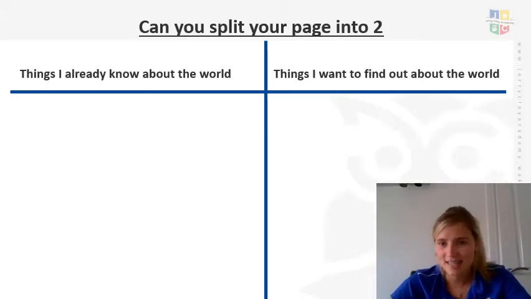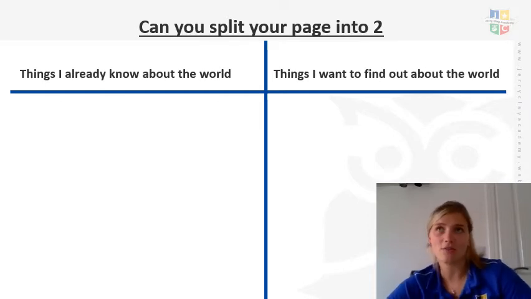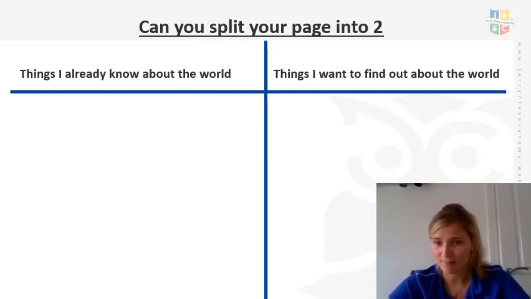So I'd like you to first start off by splitting your page into two and writing things I already know about the world and things I want to find out about the world. Then, under the things I already know, I'd like you to tell me as many facts as you know about our world. It could be, I know the world is called Earth. It could be, I know that Earth is a sphere.